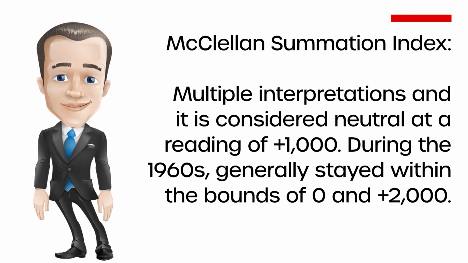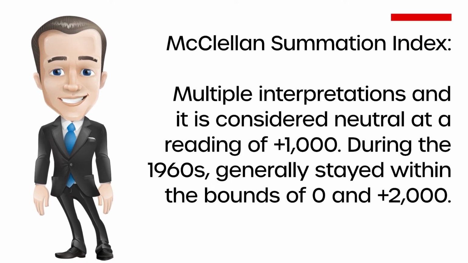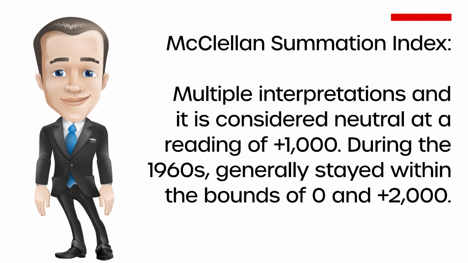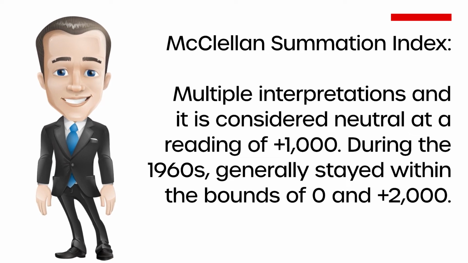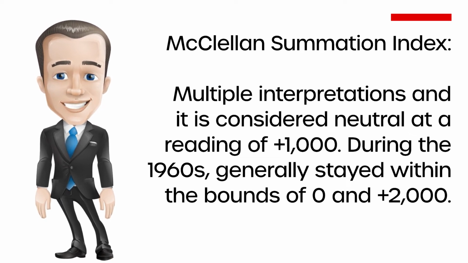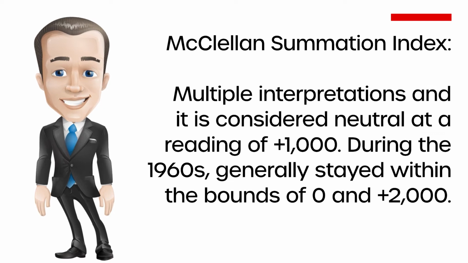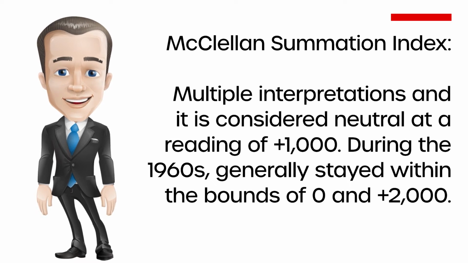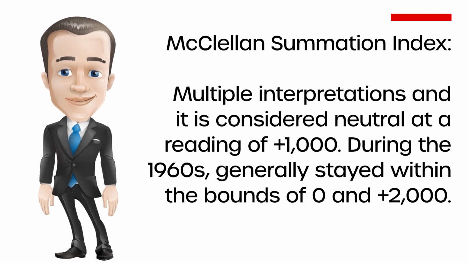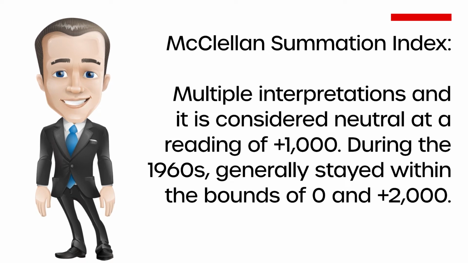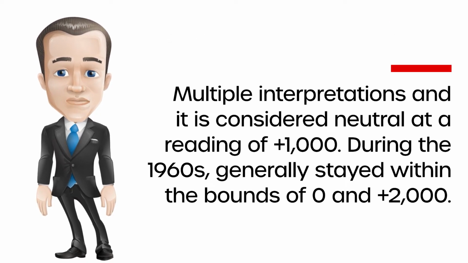An offshoot of that is the McClellan summation index. This summation index is an area of the McClellan ratio adjusted oscillator. The McClellan summation has multiple interpretations and is considered neutral at a reading of plus 1000. During the 1960s, the McClellan summation index generally stayed within bounds of 0 and plus 2000. The interpretation of this indicator is almost the same as the McClellan ratio adjusted oscillator.